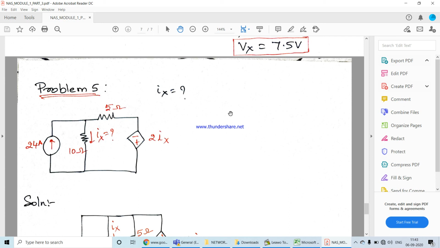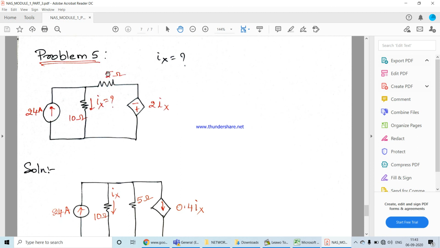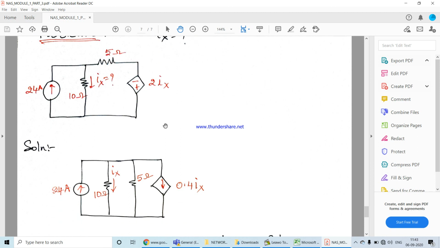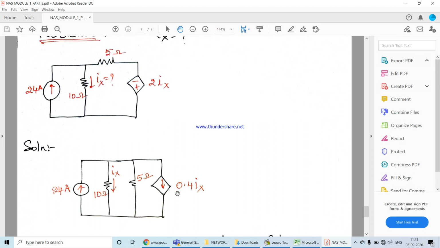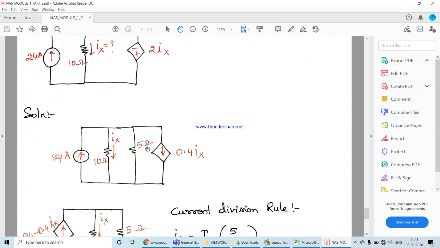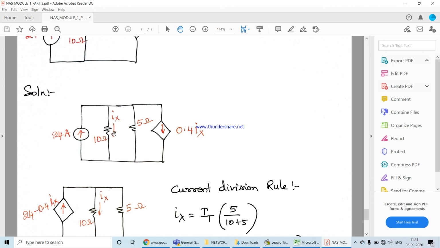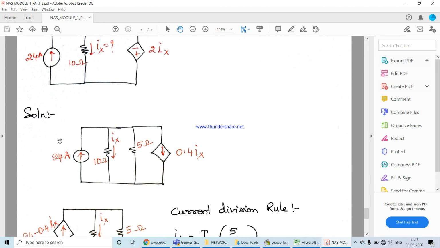Okay, so we have a dependent voltage source which is dependent on the current Ix, where Ix is the current flowing through 10 ohms. Very simple. You have 5 ohm in series with this voltage source, convert that into parallel. So therefore I equals V by R, therefore 2Ix by 5 ohms, which is 0.4 Ix. That is in parallel with 5 ohms and in turn parallel with 10 ohms. And then we have 24 amps here.